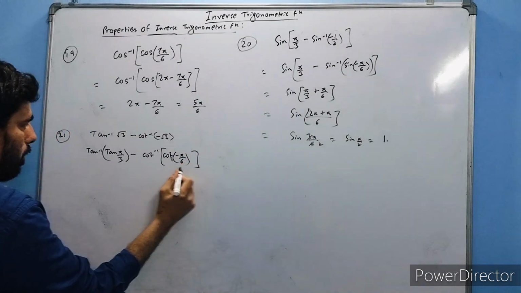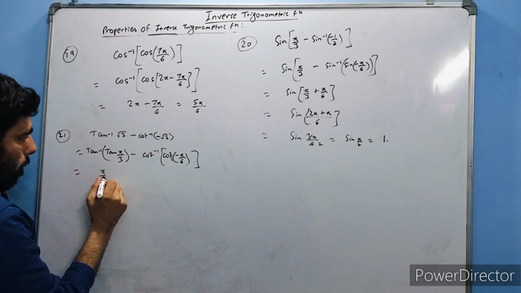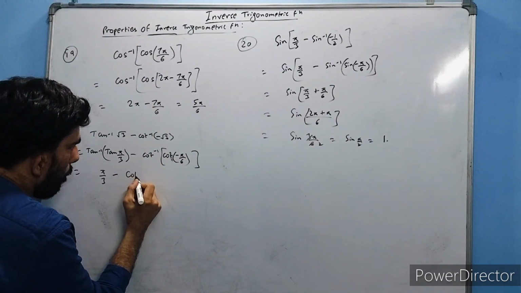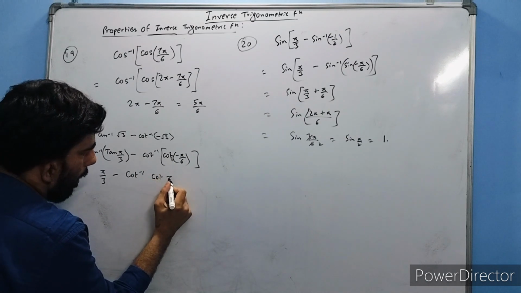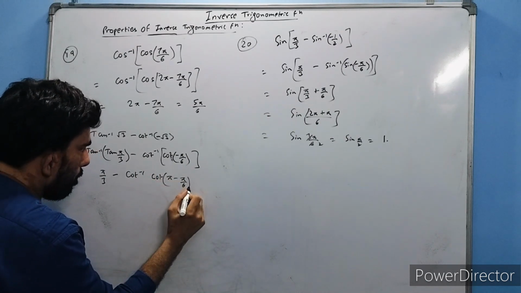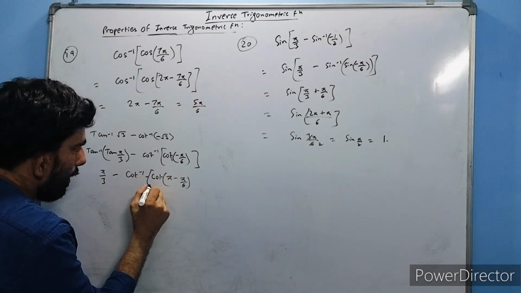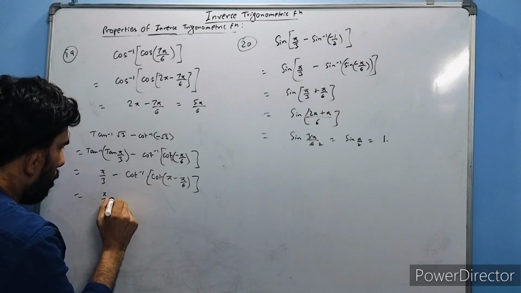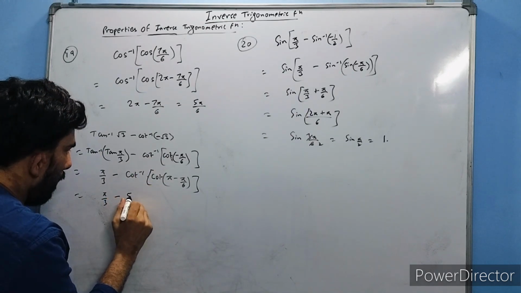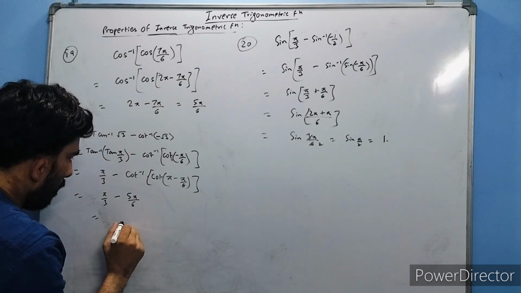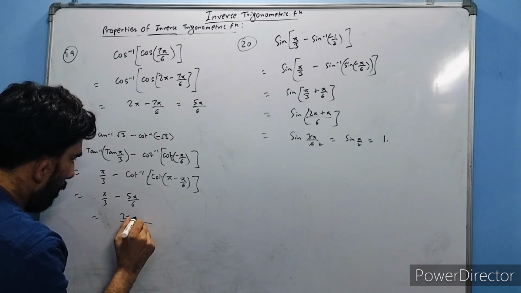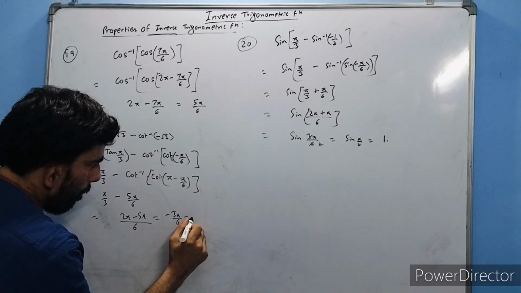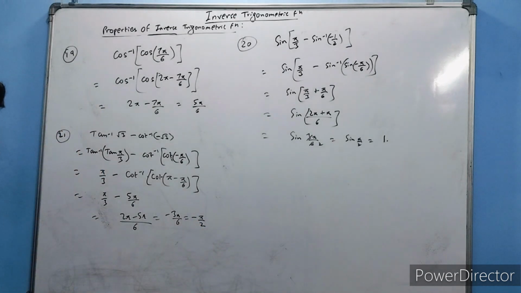So we have here pi upon 3 minus. Now we'll try to solve this. If I put cot inverse cot of pi minus pi upon 6, it will be minus here, so it will be pi minus pi by 6, which is 5 pi by 6. So pi by 3 minus 5 pi by 6 is equal to minus 3 pi upon 6, which will be minus pi upon 2. That is my answer.